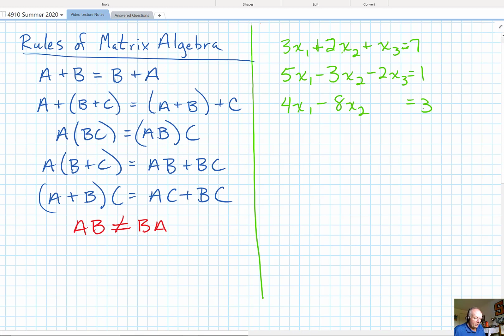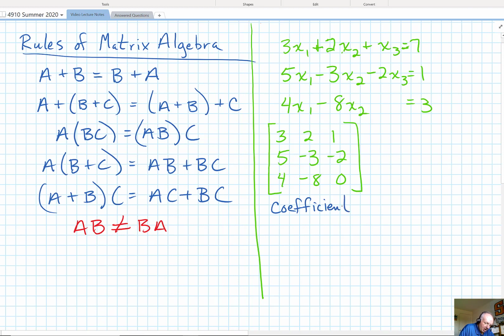Here's what we can do. We can take a system of equations and we can write it like this. We grab the coefficients of the left-hand side. Okay, that's called the coefficient matrix. Notice I'm not augmenting it. And then I can create a column vector of just the unknowns.